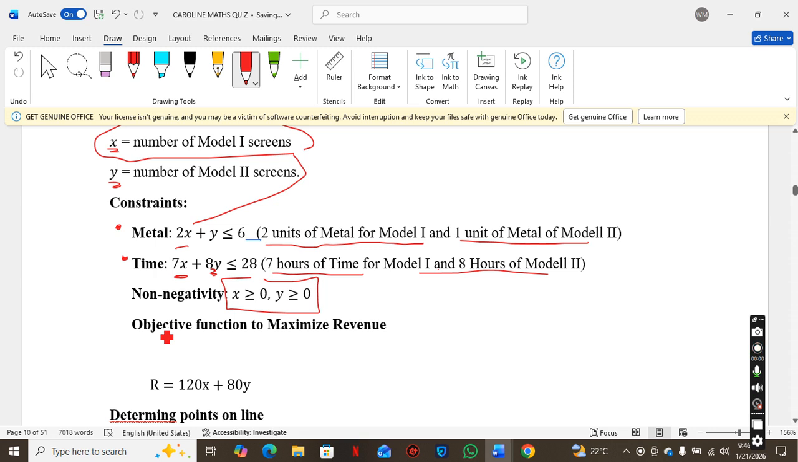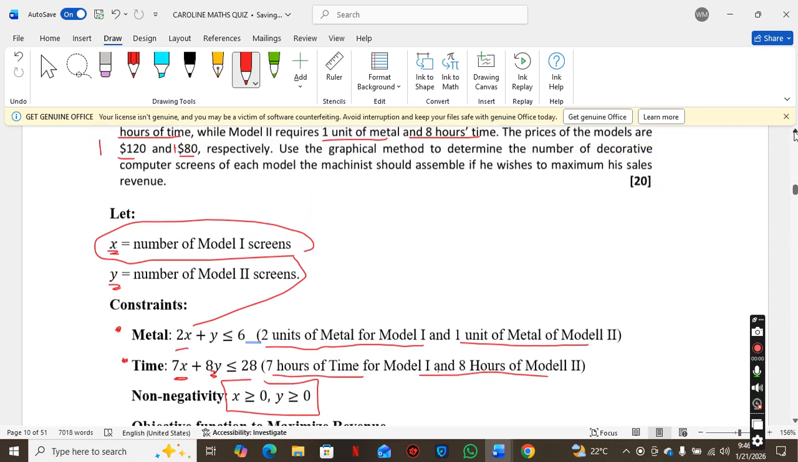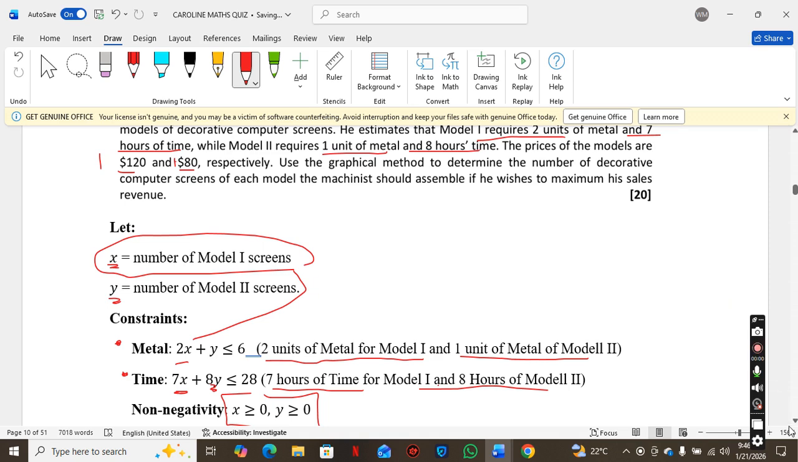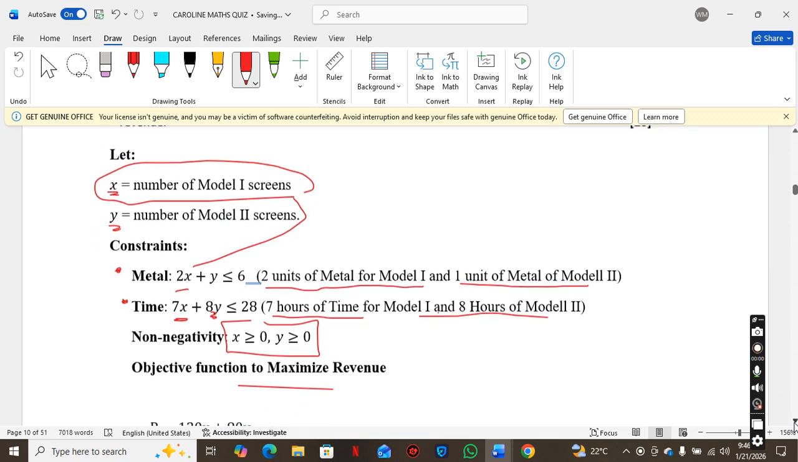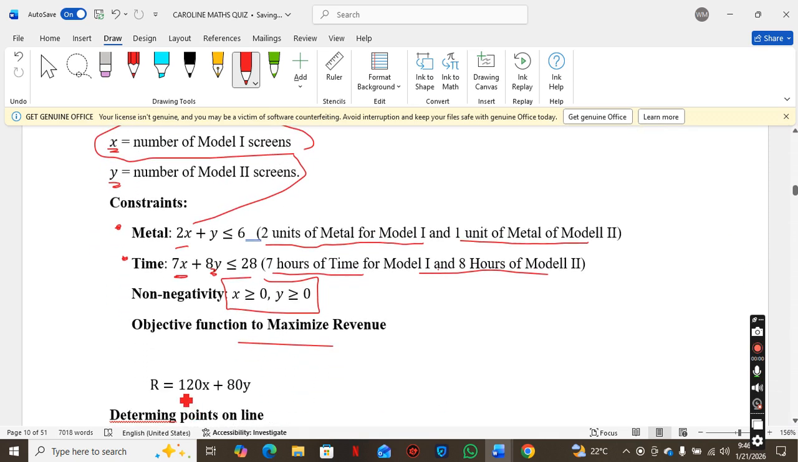Then we have to formulate our revenue function, because we want to maximize our revenue, right? And we were told the prices. Model 1 is $120, that's why I've put 120x. The price of model 2 is $80. That's why I put 80y.